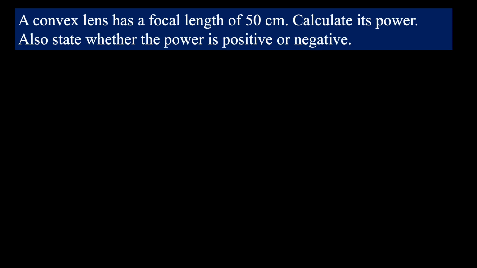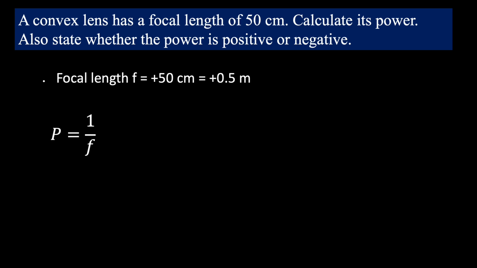A convex lens has a focal length of 50 centimeters. Calculate its power. Also state whether the power is positive or negative. Focal length is positive 50 centimeter. But we will need focal length in meters. Then only we will get the power in diopters. So F is equal to plus 0.5 meter.